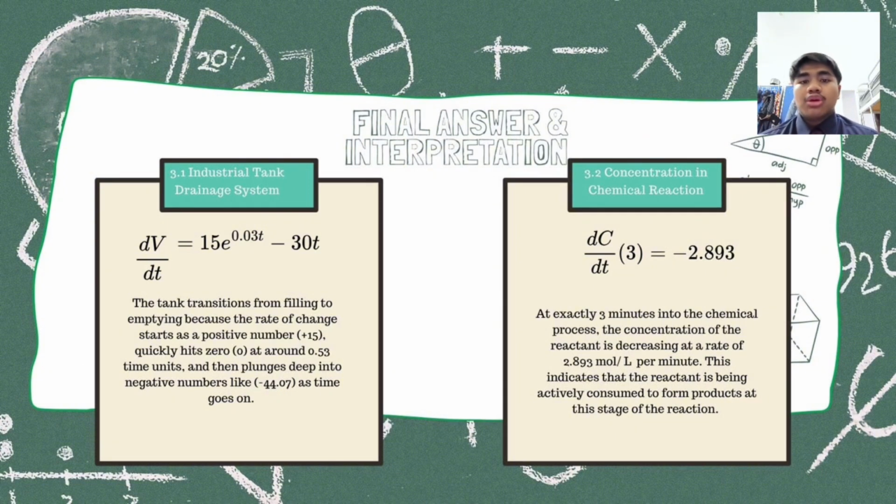In conclusion, derivatives are very useful because they help us to determine the instantaneous rate of change in real-life situations, such as monitoring fluid flow in industrial systems and analyzing the progress of chemical reactions.